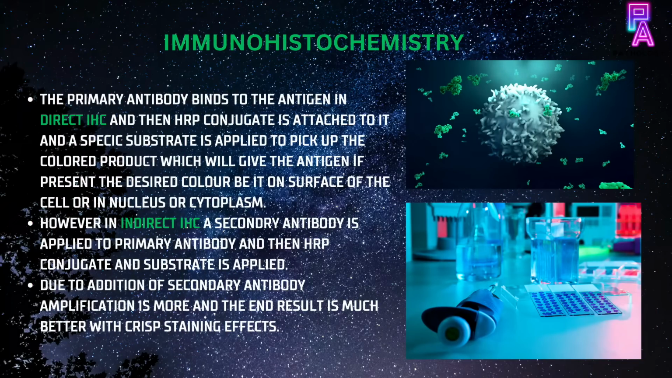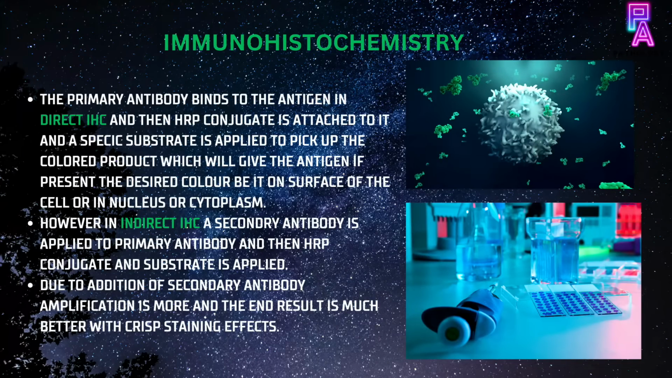In direct IHC, the primary antibody binds to the antigen and then HRP conjugate is attached to it and a specific substrate is applied to pick up the colored product, which will give the antigen, if present, the desired color, be it on the surface of the cell or in the nucleus or cytoplasm.